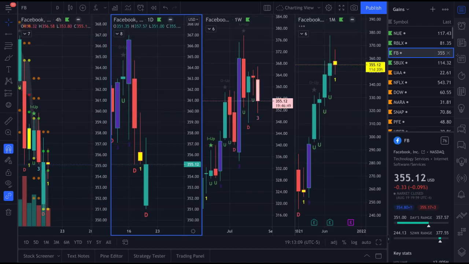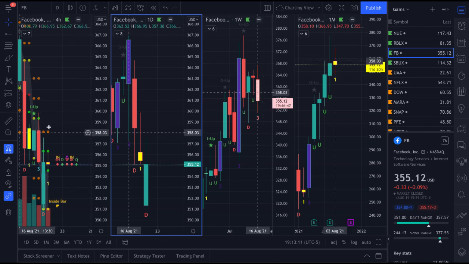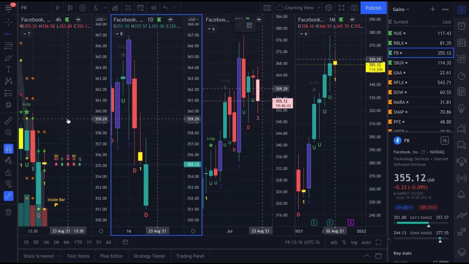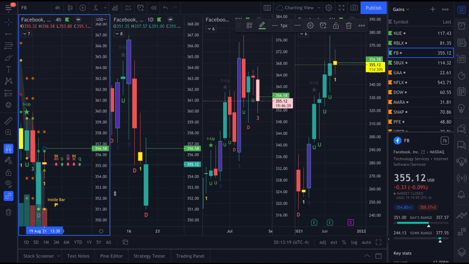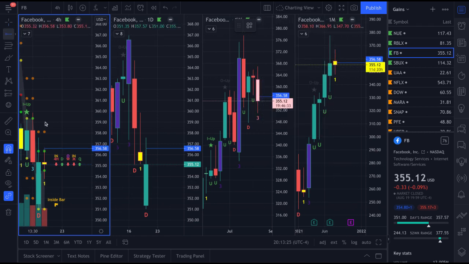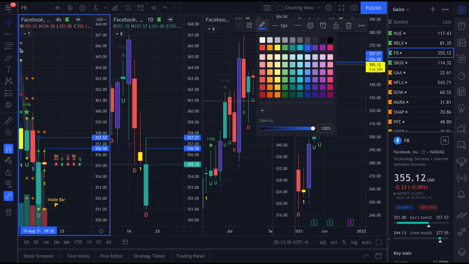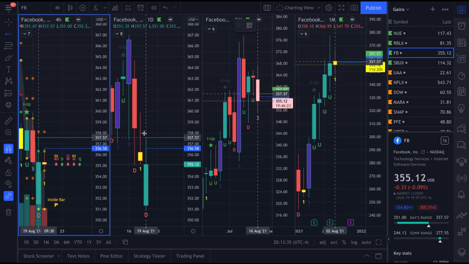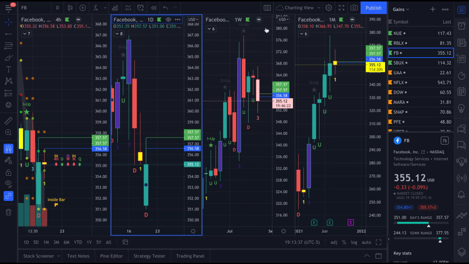Next up is Facebook. So Facebook is another 212 reversal off of the 4-hour into a bullish rev strat on the daily. So our entry would be 356.58, and our target would be 357.57. And then ultimately, that's also serving as the entry for the daily rev strat.